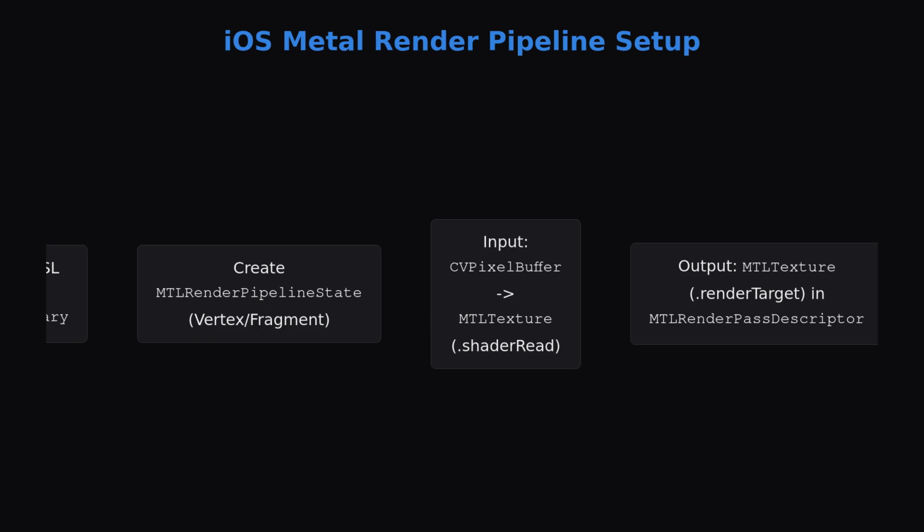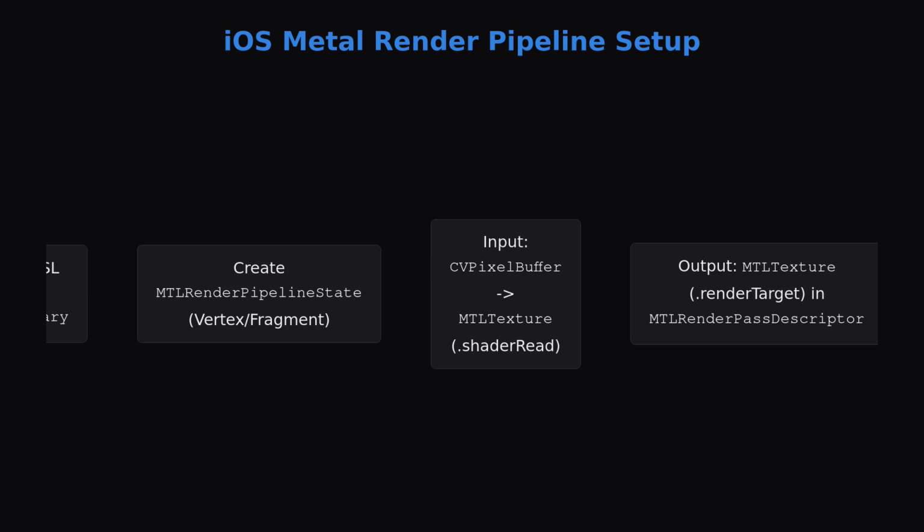Setting up the iOS Metal pipeline processes the camera frame entirely off-screen. First, instantiate an MTLDevice and an MTLCommandQueue. Load your precompiled Metal Shading Language code into an MTLLibrary object. Use this library to create the MTLRenderPipelineState, explicitly specifying the vertex and fragment function names. The incoming camera data, wrapped in a CVPixelBuffer, must be converted into an MTLTexture, setting the usage flag to .shaderRead. For the output, create a second MTLTexture designated as a .renderTarget.